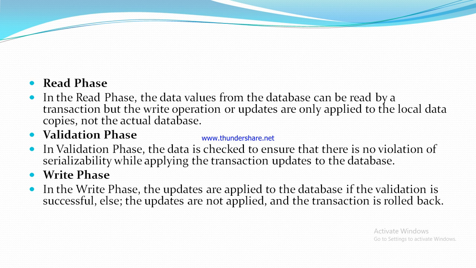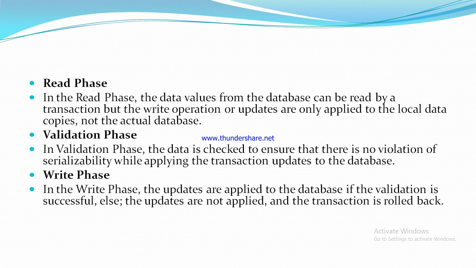In the validation phase, the data is checked to ensure that there is no violation of serializability while applying the transaction updates to the database. If no violation is found, the validation phase checks the data and the updation is made on the database. After that we go for the write phase. If the validation is successful, then only I am going to update the database. Otherwise I cannot save the data on the database, so the transaction is rolled back.